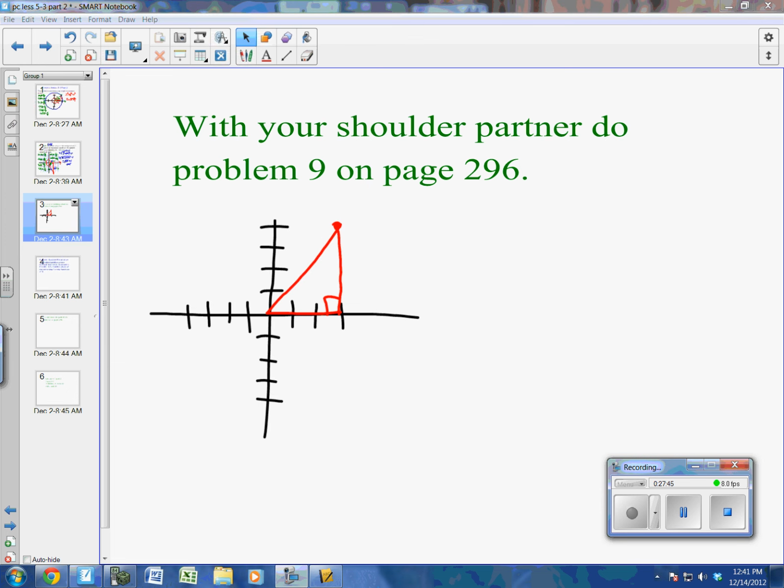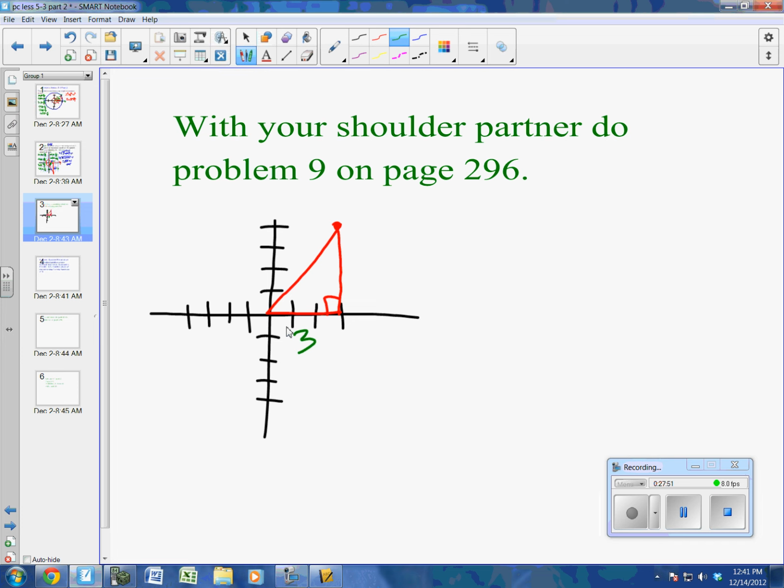Okay. Sadie, what's the x distance here? 3. Okay. Lauren, what's the y distance here? Ramon, what's the radius? 5. Did you use a Pythagorean theorem, or did you know that was a Pythagorean triple? Yep, 3, 4, 5 triangle. He knew that was a Pythagorean triple.